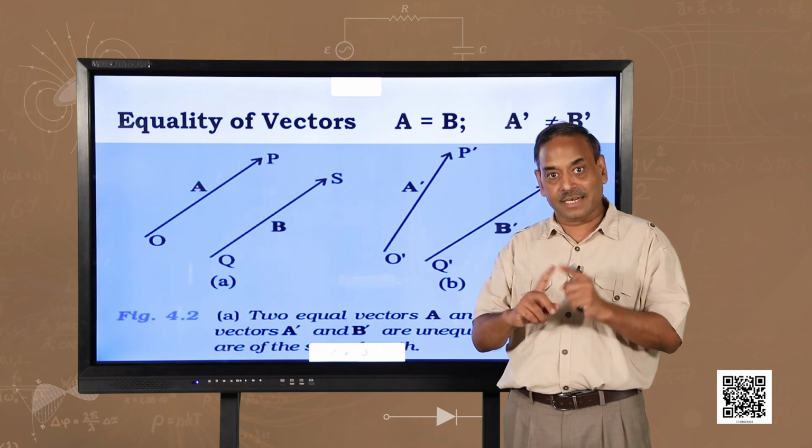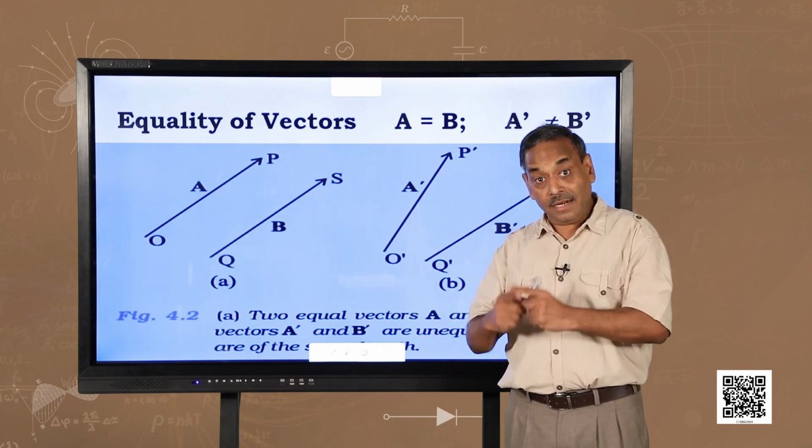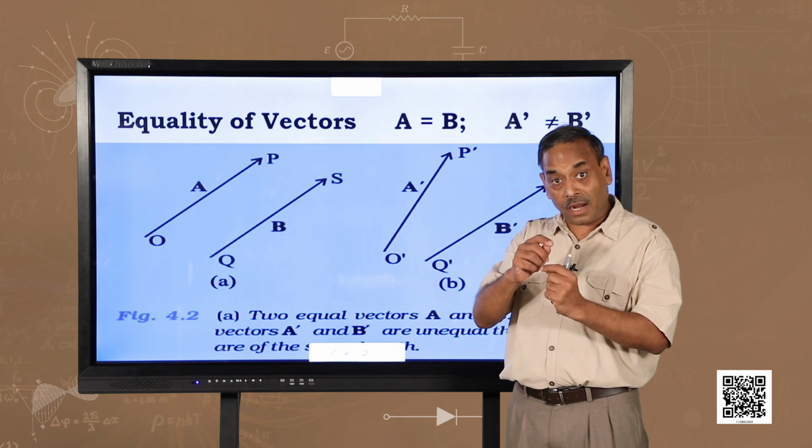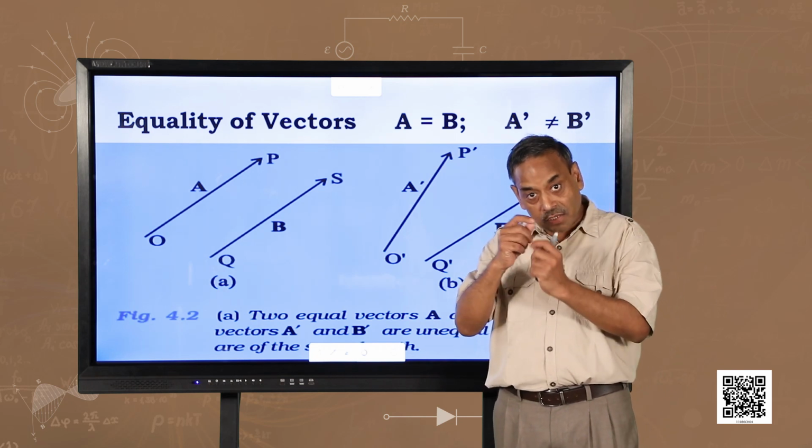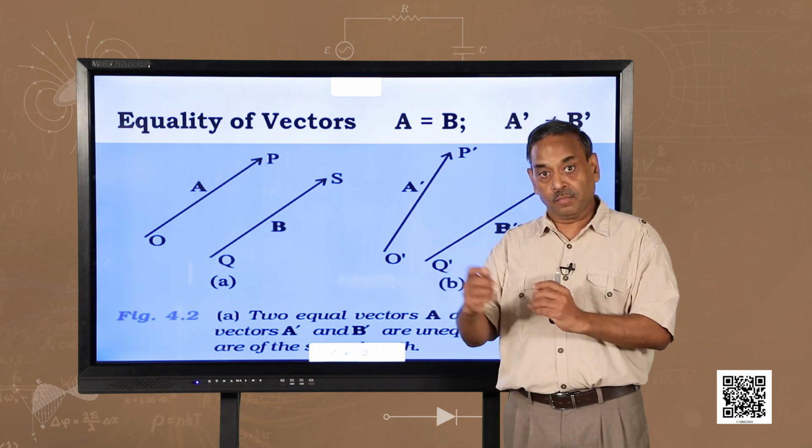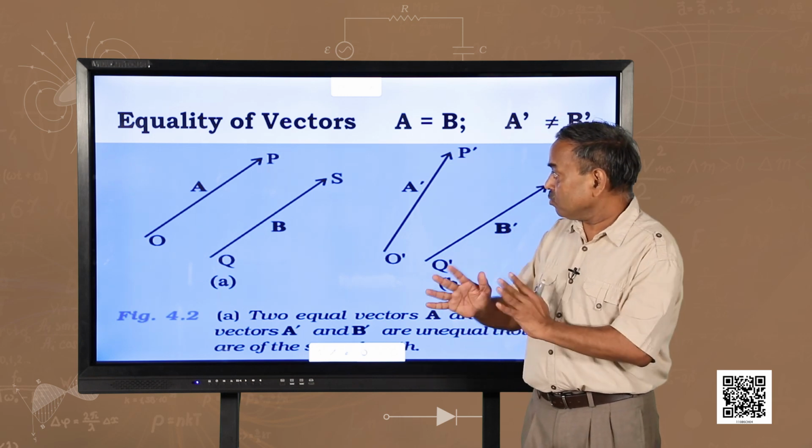Likewise, they can be added, they can be subtracted, and I will be telling you how a vector quantity is multiplied by a real number. So, this is all about this chapter for the motion chapter.